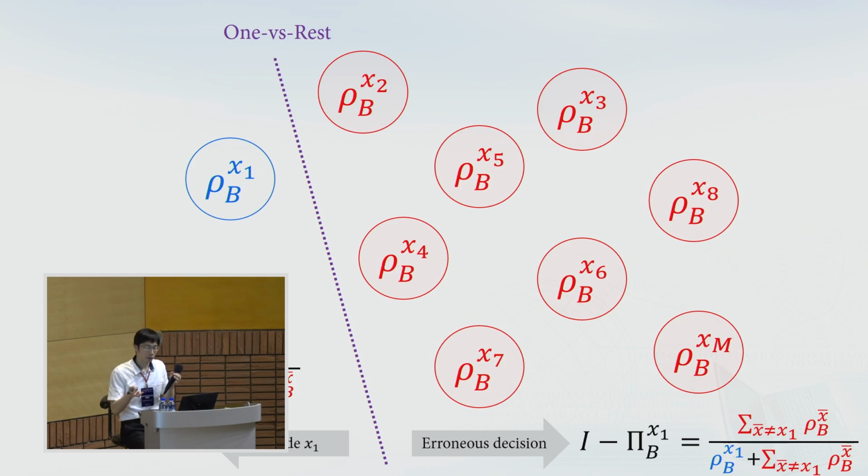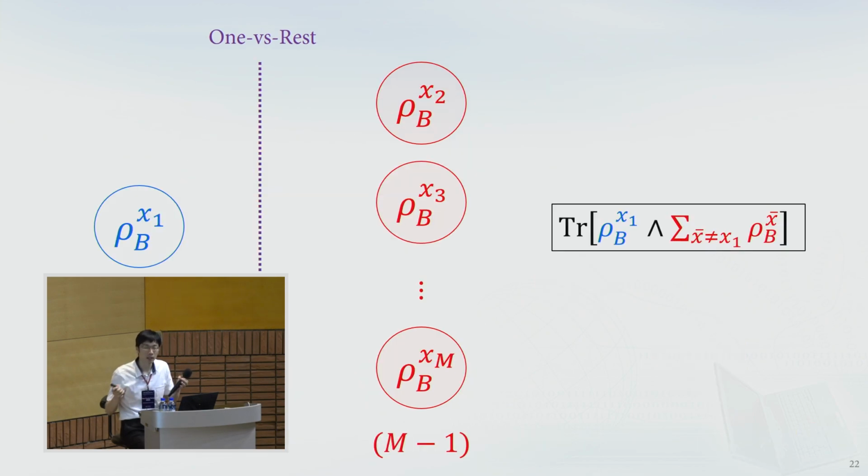But we know that the error using critical measurement is suboptimal, so I just translate it into my favorite non-commutative minimum equation, because it's the optimal error. So here it means that we're calculating this optimal error between rho B x1 and all the rest of the states.